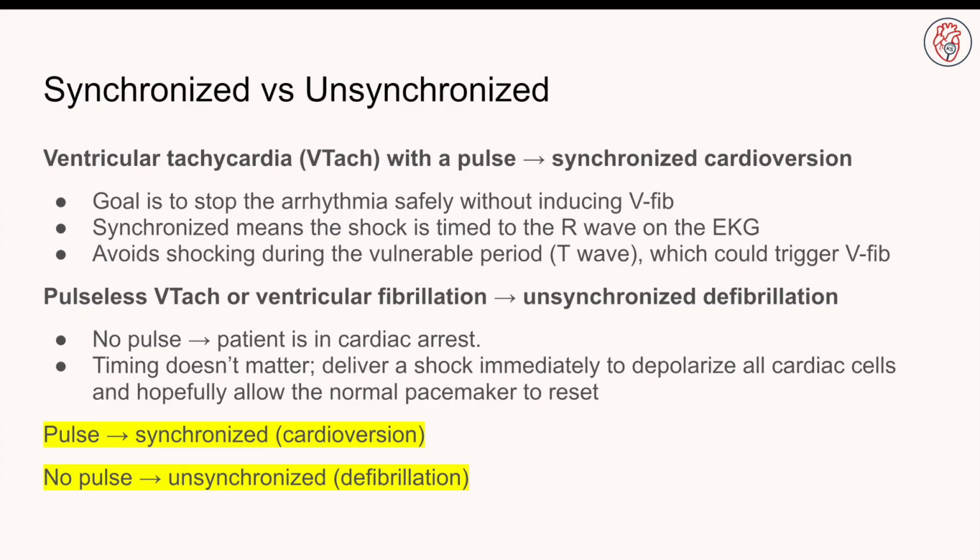So if you have a pulse and you can actually say that this is where the beats are happening, and this is where the R is of each wave, then you can time the shock with the pulse and make sure that you deliver it at the appropriate time. Now, if you have a pulseless VTAC or a ventricular fibrillation already, then you go into unsynchronized defibrillation. You don't know where the pulse is. It doesn't matter. The patient's in cardiac arrest. Timing does not matter. You deliver a shock immediately to depolarize all of the cardiac cells and hopefully allow the normal pacemaker to reset. So big lesson here: pulse, synchronized; no pulse, defib.